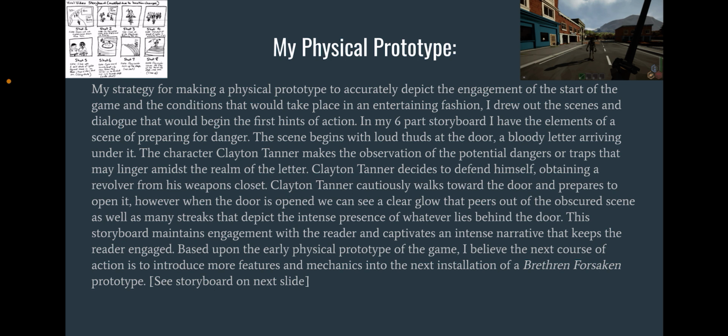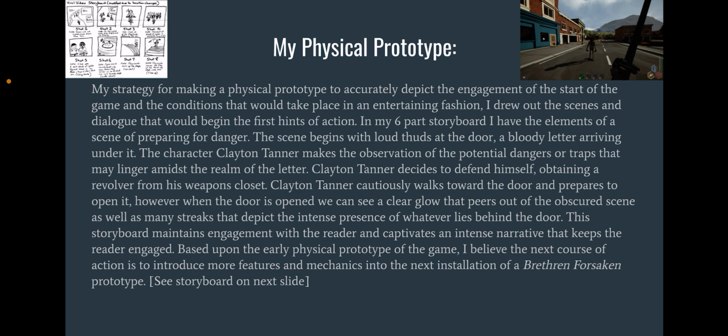My strategy for making my physical prototype was involving a storyboard to accurately depict the engagement of the start of the game, as well as the conditions and the environment that would take place during it. So I drew out the scenes, and I also drew the dialogue that would begin with the first hints of action that would partake following. In my 6-part storyboard, I have the elements of a scene preparing for potential danger.